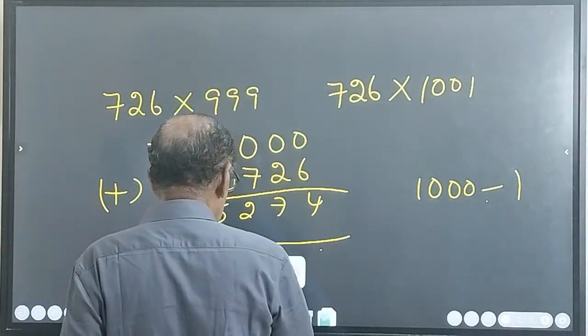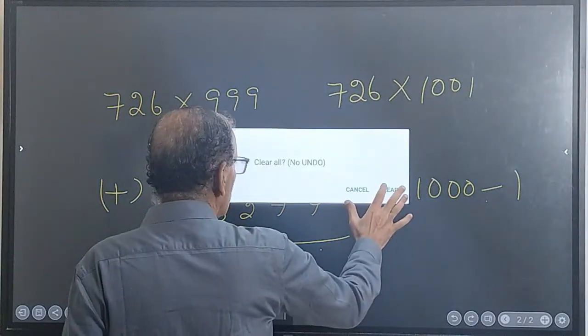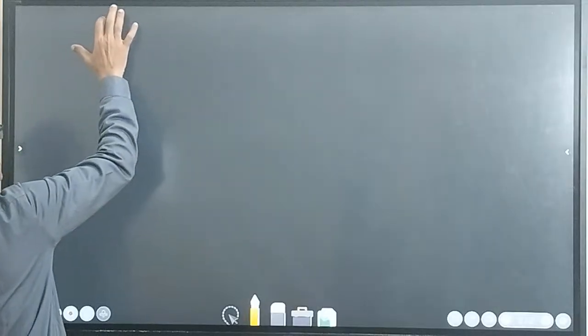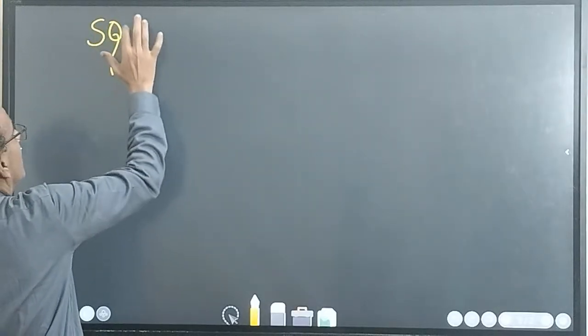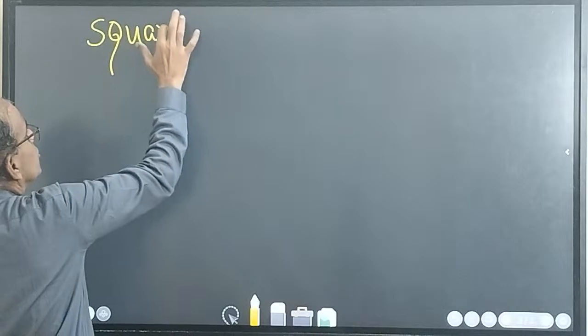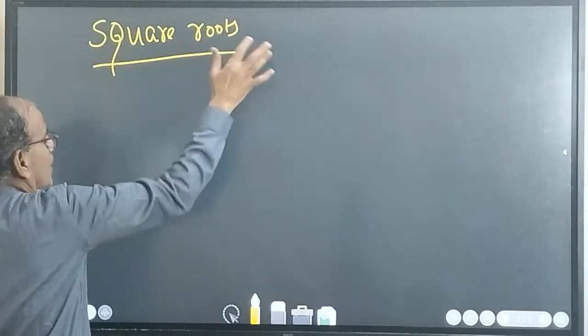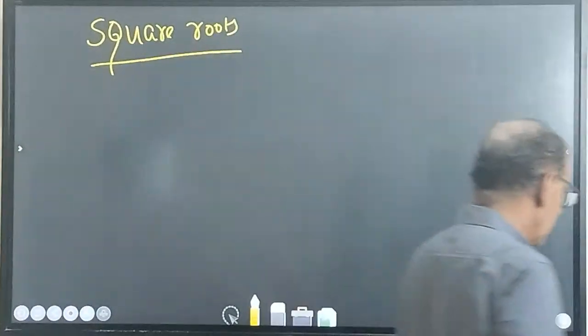Okay. This is how you have to find out squares. Then I will tell the methods to find square roots. Okay. Square roots, how to find out easily.